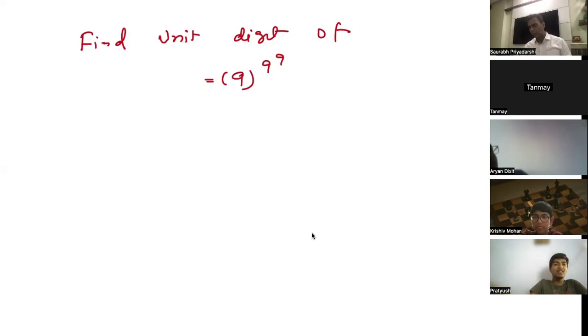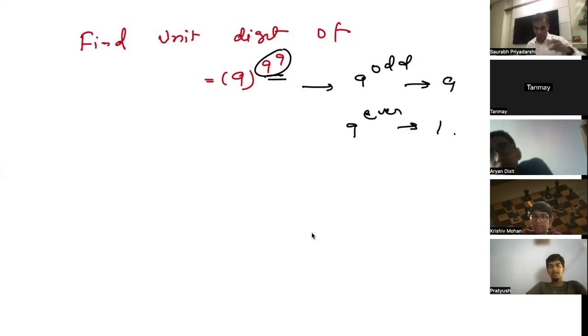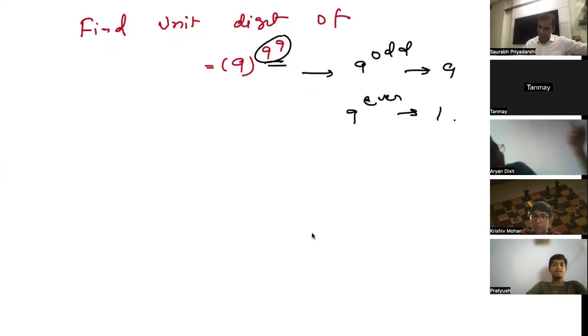Right? So we know the power of 9: if the power is odd, then it will end with 9. If the power is even, it will end with 1. That's it. So this having the power odd, 100% this will end with 9.